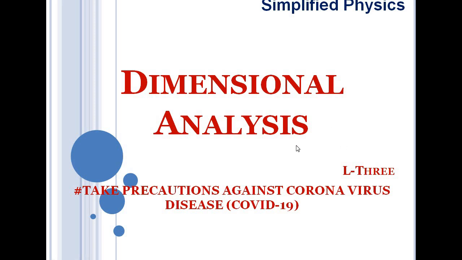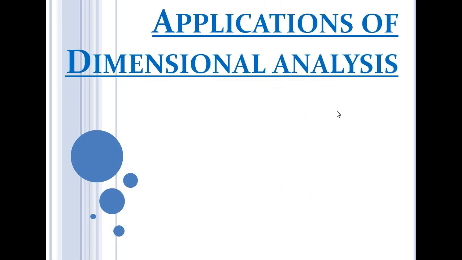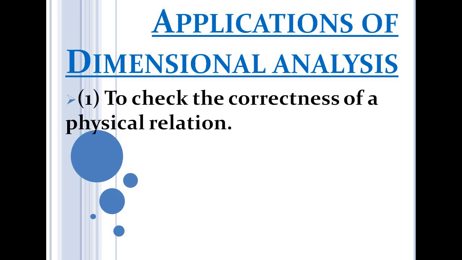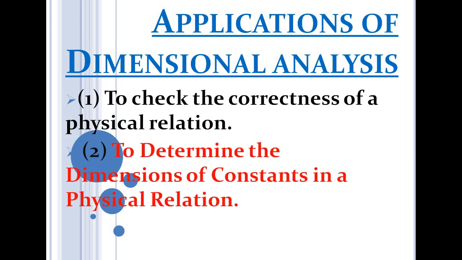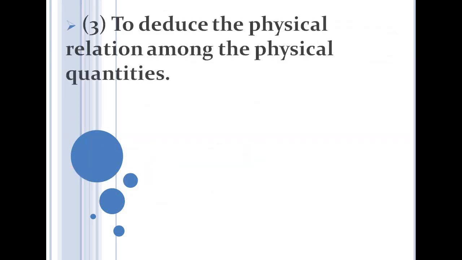In the previous lecture of dimensional analysis, we discussed the applications of dimensional analysis. In this lecture, we will discuss some more applications. Previously, we discussed the first application, to check the correctness of a physical relation. Second, determination of the dimension of the constants in a physical relation. Now further, we discuss the third application, deducing the physical relation among physical quantities.